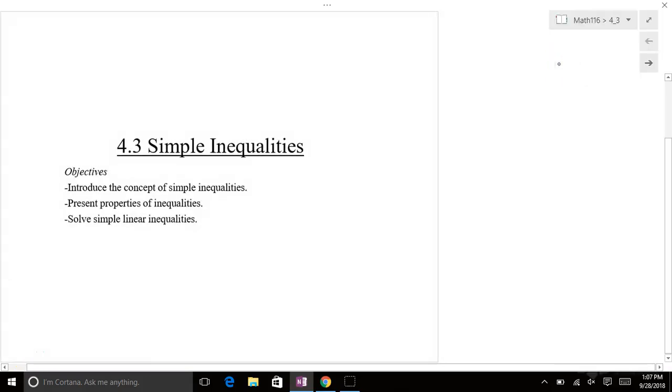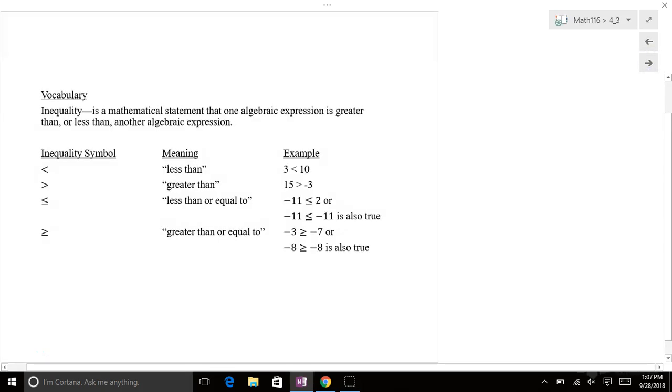Let's talk about some simple inequalities here and work some problems. So an inequality is just a mathematical statement that one algebraic expression is greater than, less than, or equal to another algebraic expression. So for example, 3 is less than 10, right? So we got the less than symbol. Then we got the greater than symbol.